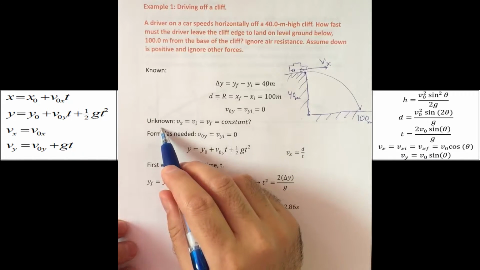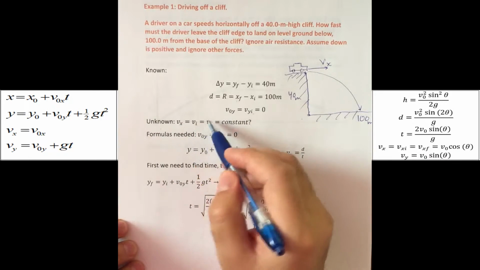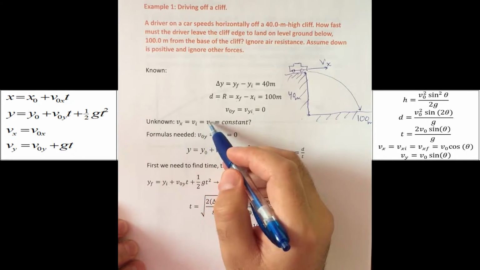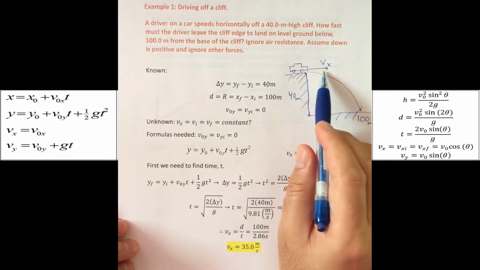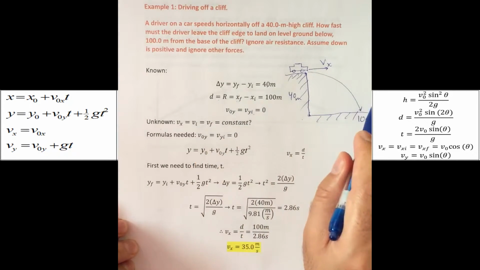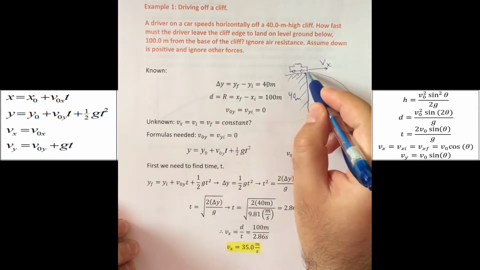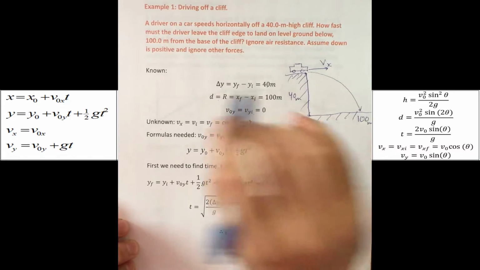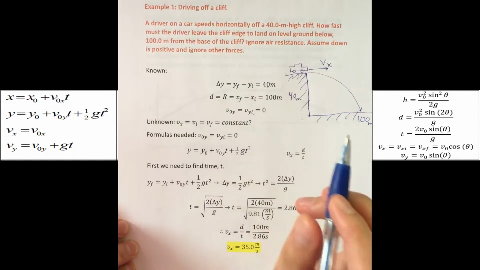So what are the unknowns? Vx is the unknown, which is the same as the initial speed and the same as the final, because we said earlier that the horizontal speed doesn't change, it's just constant. In here, it's the same as in here. It's all the same thing. That's the key here as well.